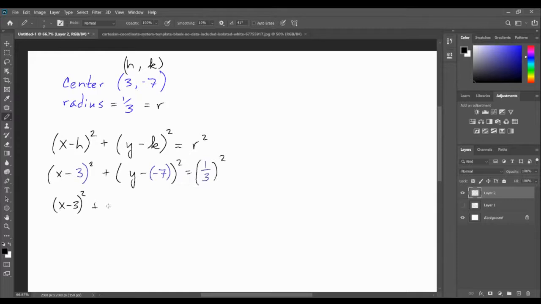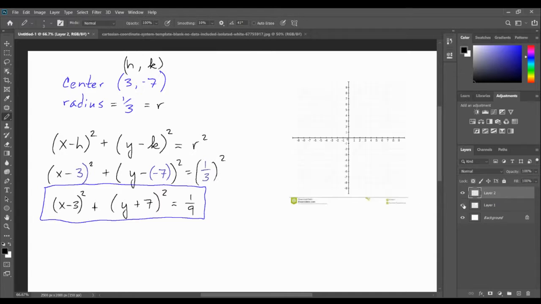Y minus a -7, and minus a negative becomes plus. So this becomes y plus 7 quantity squared. And 1/3 squared, well, that's the same as 1/3 times 1/3. So we would multiply the numerators together and multiply the denominators together. And that would be the equation of the circle that fits that center and radius.